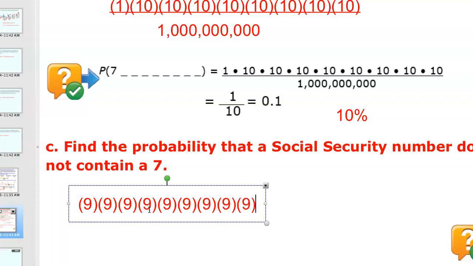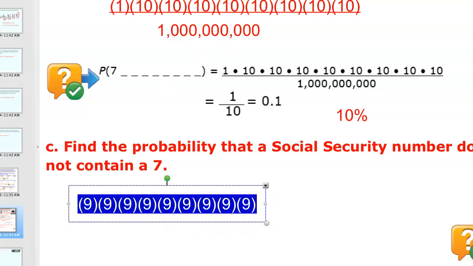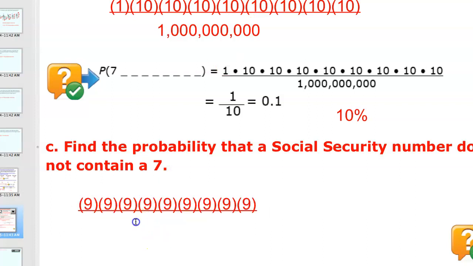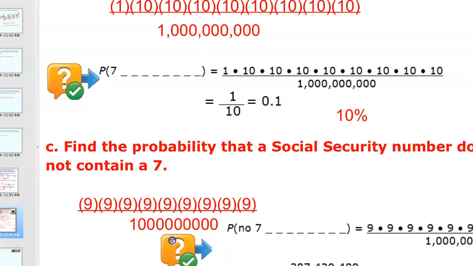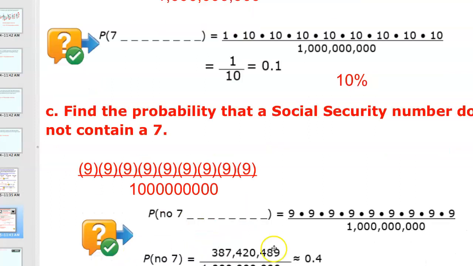3, 4, 5, 6, 7, 8, 9. Perfect. But now remember, you always divide by the total possible outcomes there are. All right, so we would multiply all of that and then divide, and you would get 0.4. Now 0.4 is the decimal, so that's 40%. So the chance of not having a 7 in your Social Security number is 40% chance.